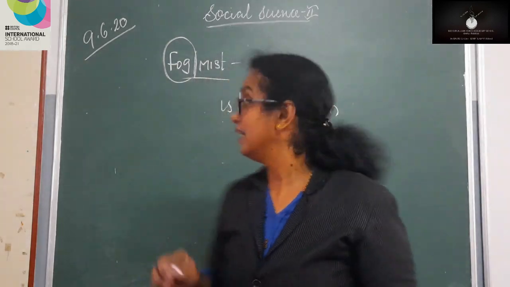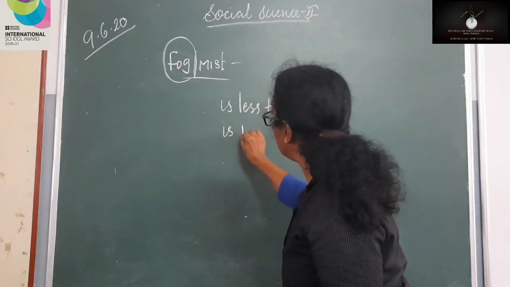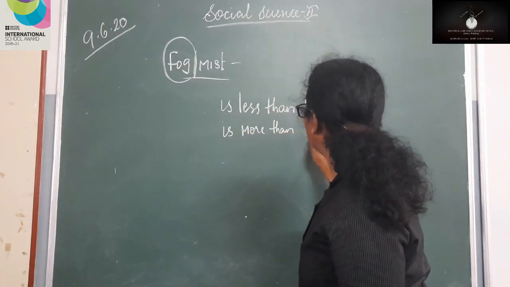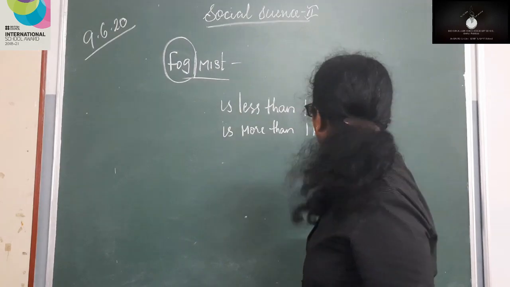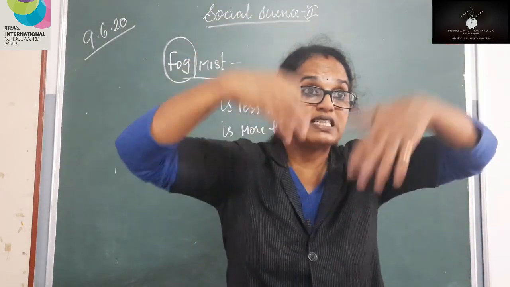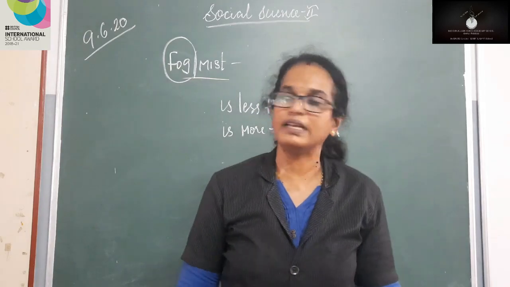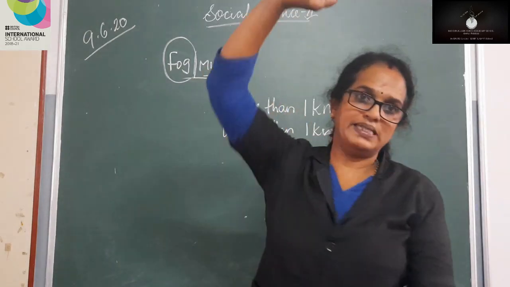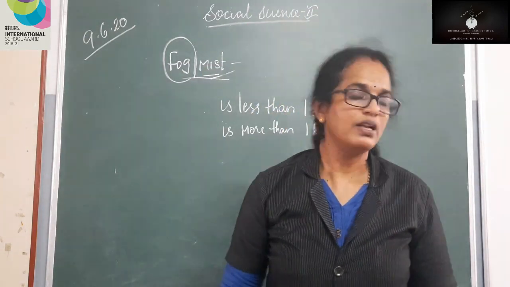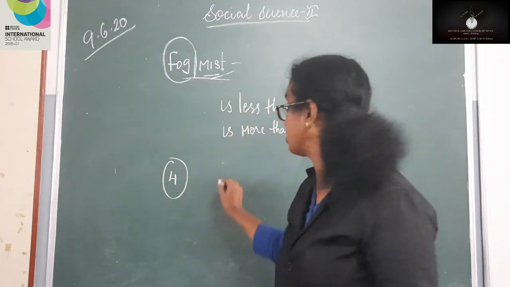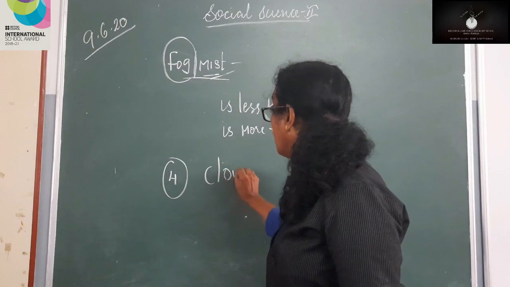Then what is mist? If the range of visibility is more than 1 kilometer, that means if you are not able to see clearly beyond 1 kilometer, it is called as mist. Is it okay, my dear children? Okay. Now the fourth form of condensation is clouds.